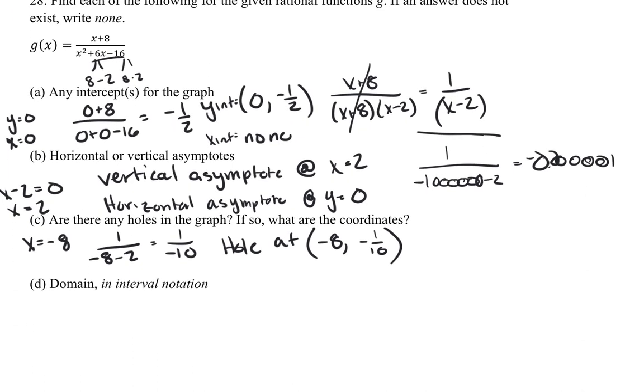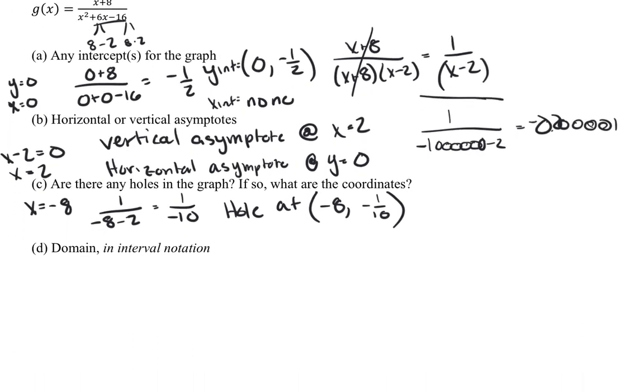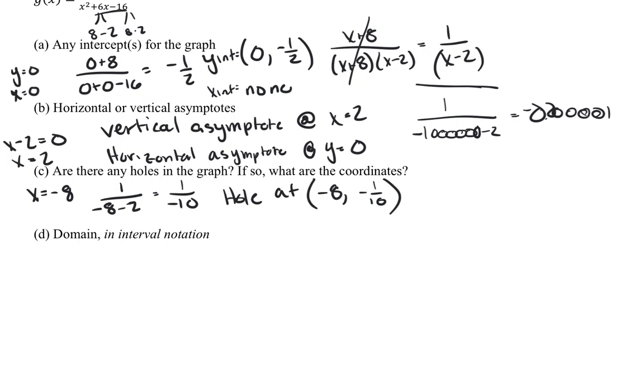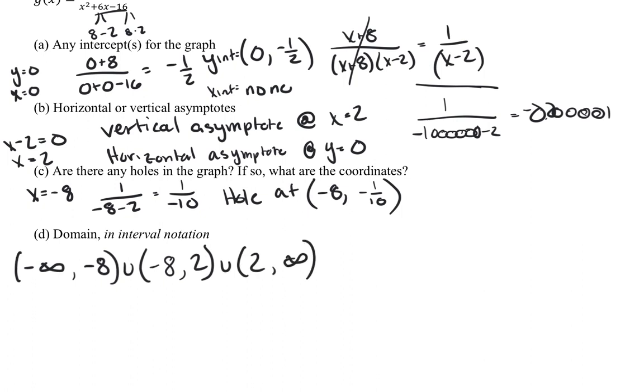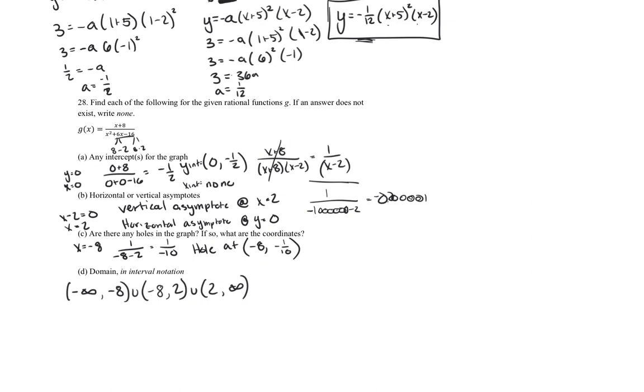And then find the domain. So using all of that, we know that we go from negative infinity all the way to negative 8, where there's our hole. Then we go from negative 8 to 2, where our vertical asymptote is, sorry. And then we go from 2 all the way to infinity. Those are the only two things stopping us: our hole and our vertical asymptote. Nothing else will limit our domain. So there's that.